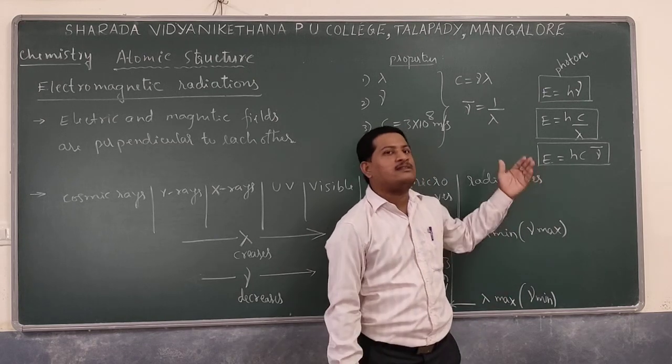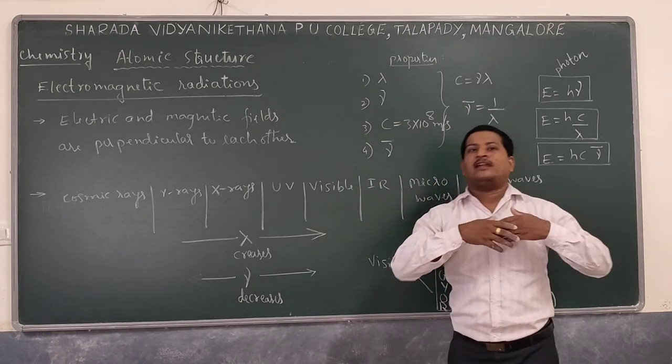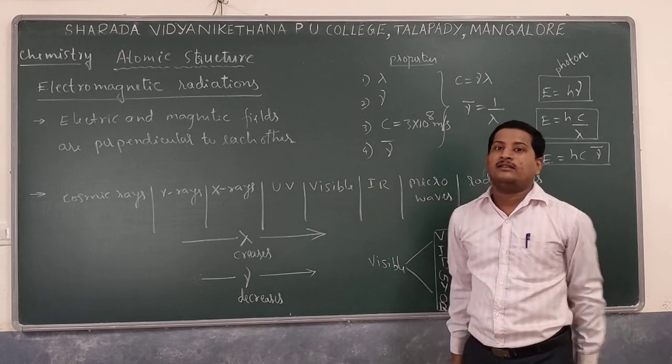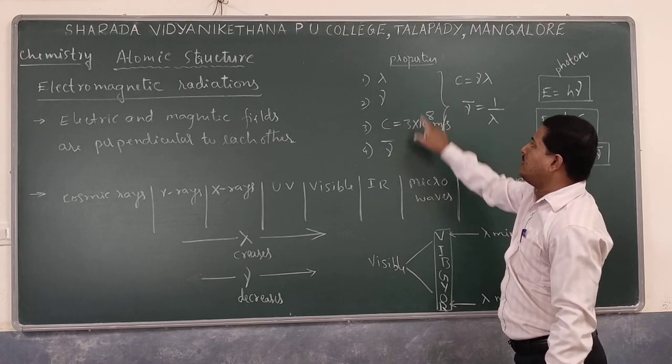All mobile signals and television signals take place through radio waves. They have wavelengths in terms of kilometers. Okay, so these are the important parameters. Let us find out the relation between them.